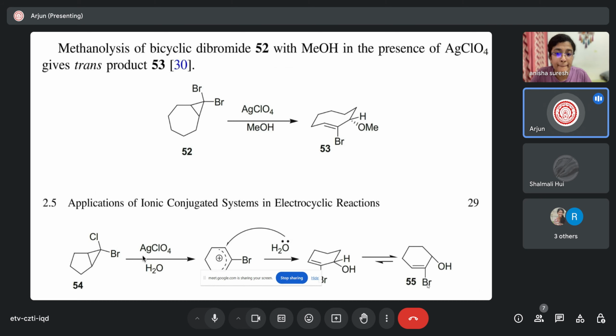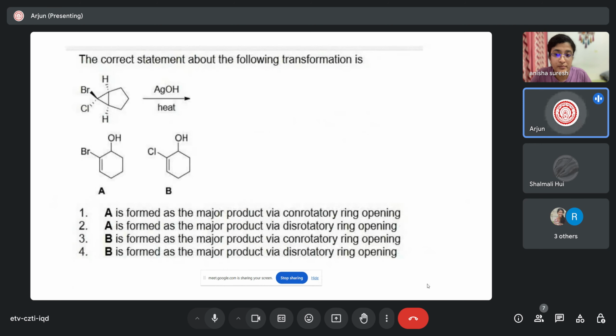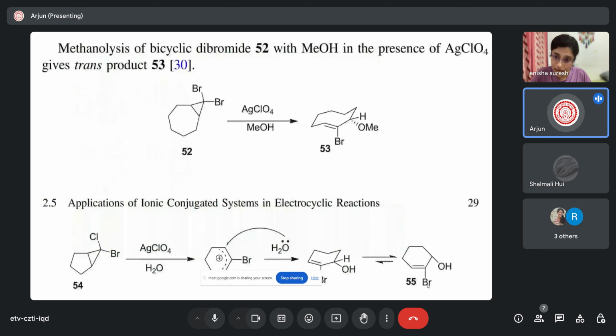Br as a leaving group is fine. We know Br is a better leaving group as compared to that of fluorine. So in this case, Br was the leaving group and product B was forming as the major product via this rotatory ring opening. But I just got confused because here they have considered Cl as a leaving group.